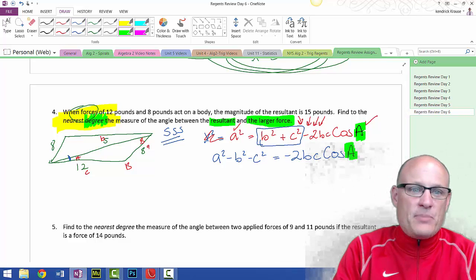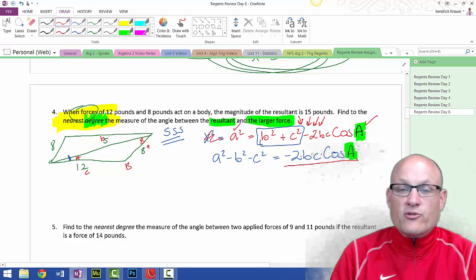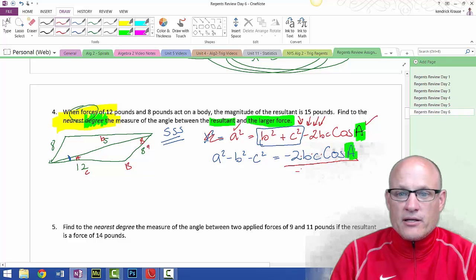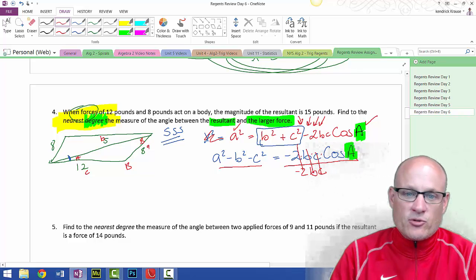So I've got to get rid of the BC, or the negative 2BC. But this is all connected through multiplication. Multiplication, multiplication, multiplication. So in order to get rid of multiplication, I've got to divide by it. Negative 2BC. Gone, gone, gone. But if I divide that side by negative 2BC, I've got to divide this side by negative 2BC.